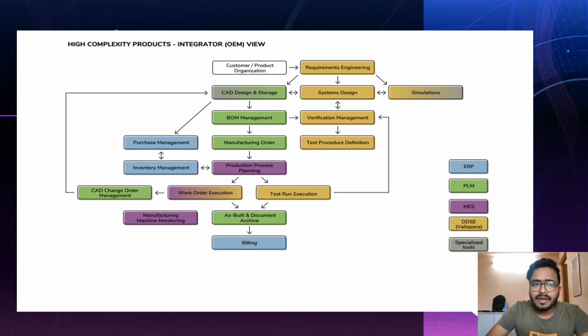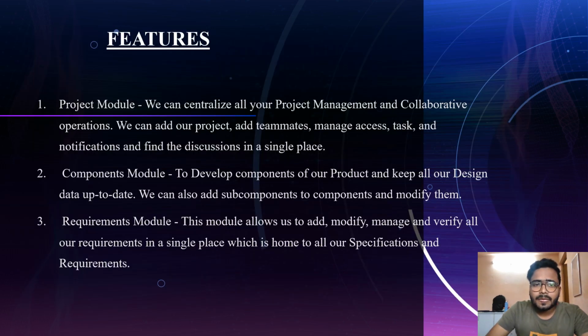Okay. Next slide is features of Valispace software. Number one, project module. Number two, component module. Number three, requirement module. So first one, project module. We can centralize all our project management and collaborative operation. We can add our project, add teammates, manage access, tasks and notifications and find the discussion in a single place. This is project module.